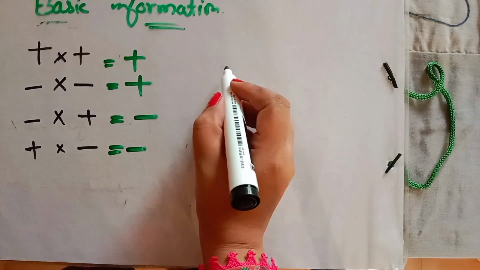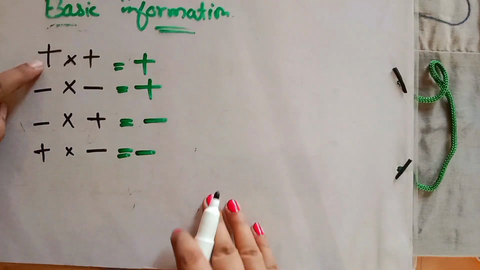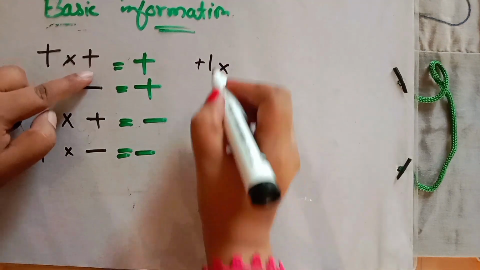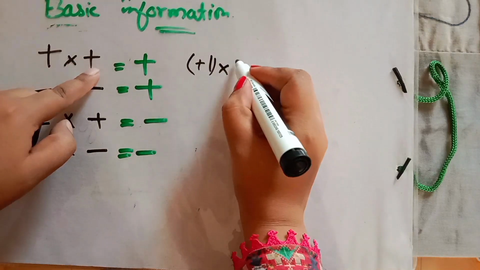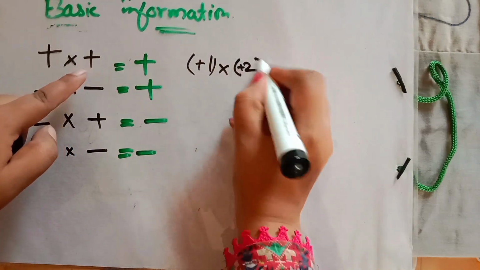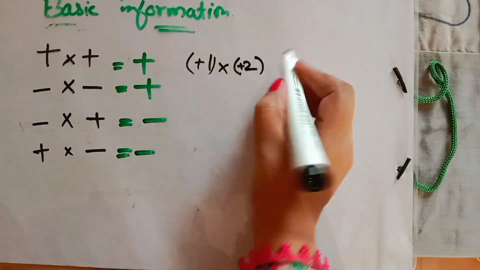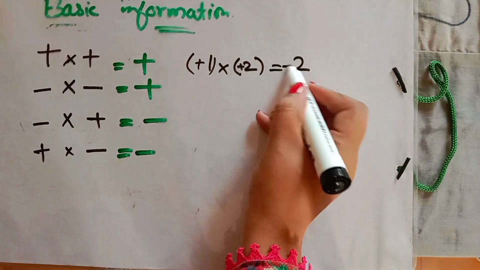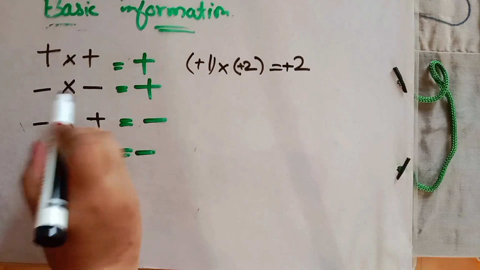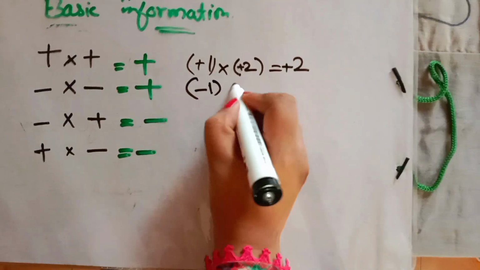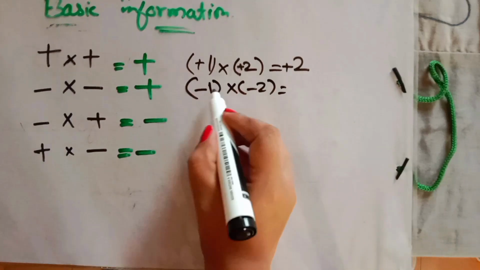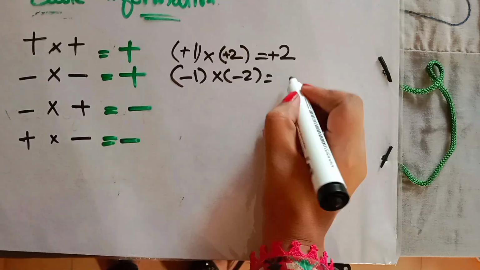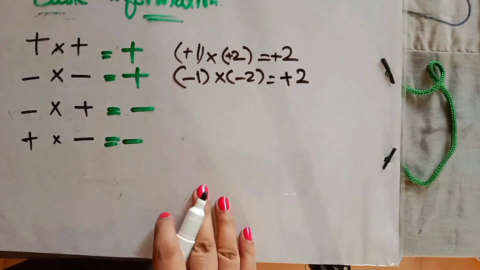We understand it by examples. For example, plus 1 multiplied by plus 2, then 1 multiplied by 2 equals 2. Plus multiplied by plus results in plus 2. Minus multiplied by minus, minus 1 multiplied by minus 2, then minus multiplied by minus results in plus 2.